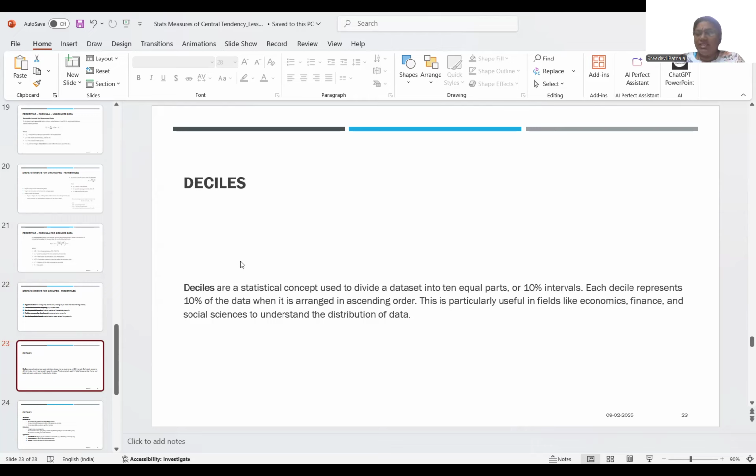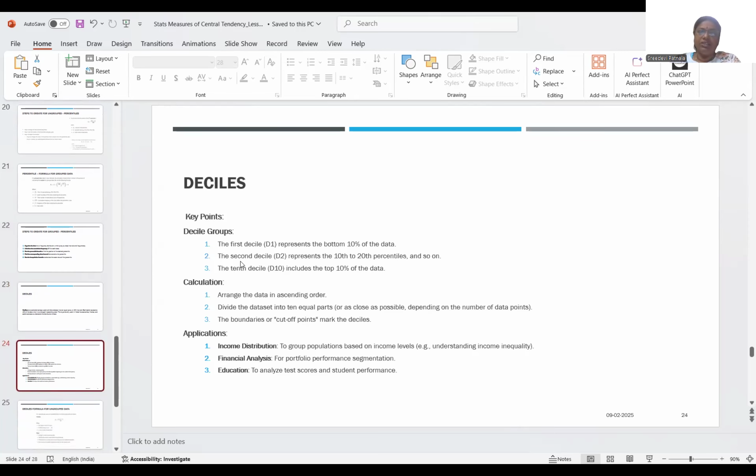When it is arranged in ascending order, this is particularly used in fields like economics, finance and social sciences. Most percentiles are used in finance, like stock percentile returns. These help in understanding how the data is distributed over a particular period. This is about deciles.